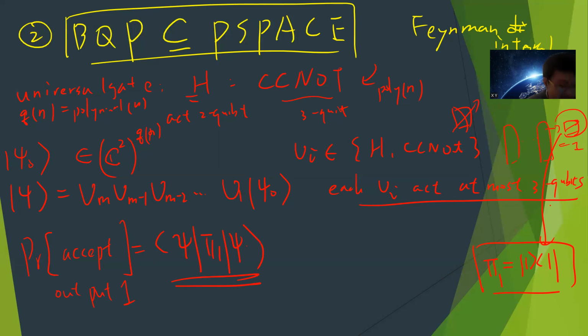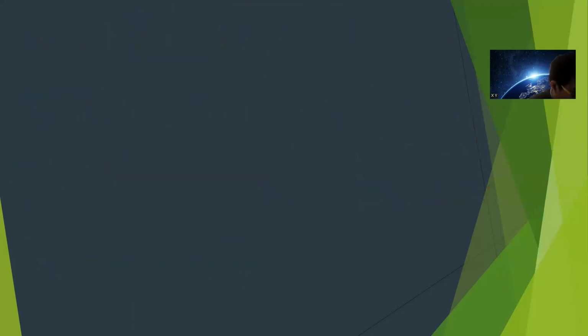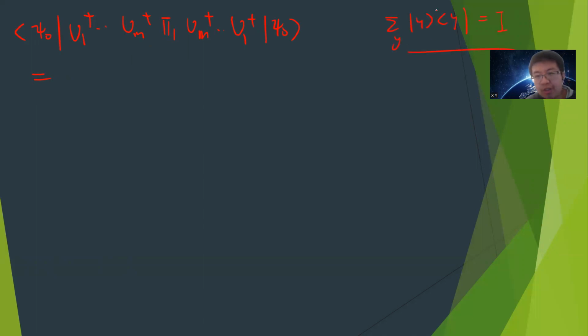Okay, so let's write this down. It will be psi 0, U_1 dagger up to U_T dagger, pi 1, U_T up to U_1, psi 0. And I can compute this by inserting the identity. Inserting identity means this. So this identity is just this, quantum mechanics stuff.